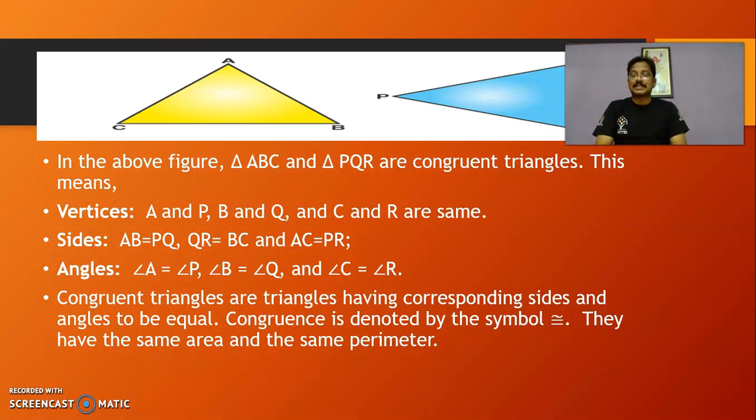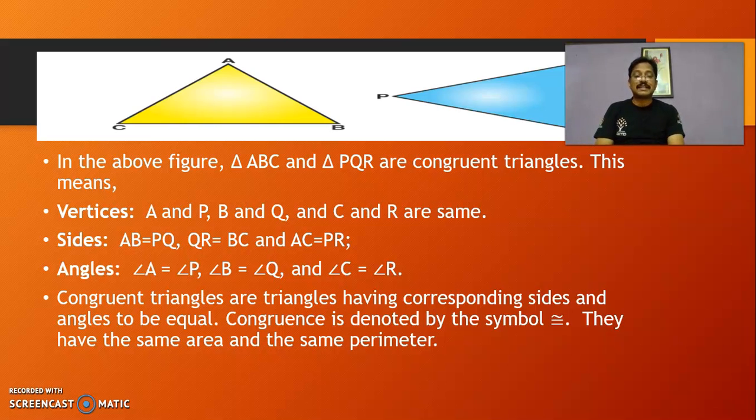If all the angles, angle A equal to angle P, angle B equal to angle Q, and angle C equal to angle R, all three angles of triangle ABC are equal to the corresponding angles of triangle PQR, and all the sides AB, BC, AC are equal to the corresponding sides PQ, QR, PR, then only the two triangles are said to be congruent. Congruent triangles have corresponding sides and angles equal.